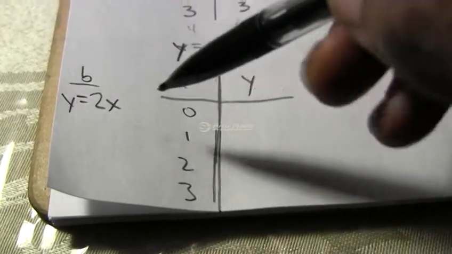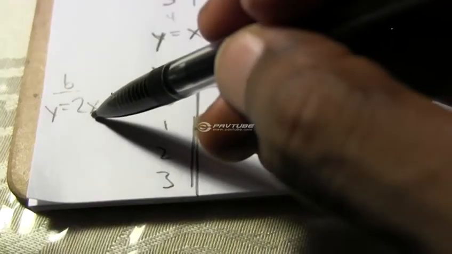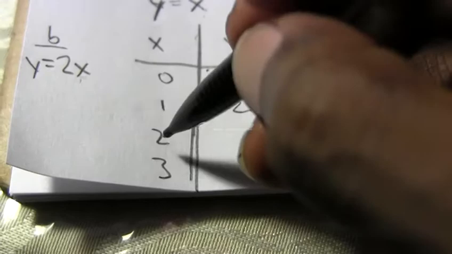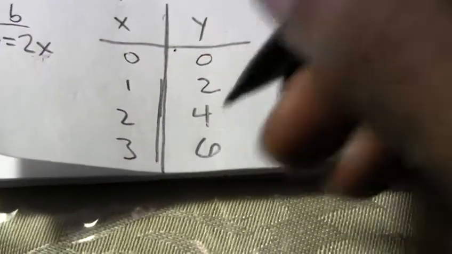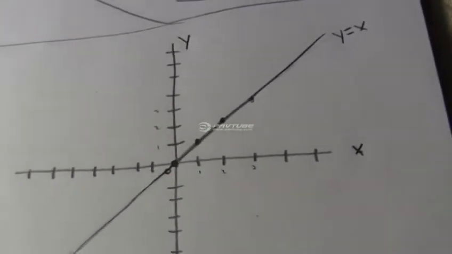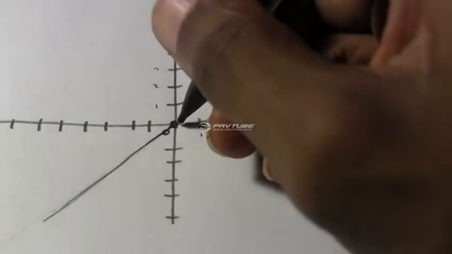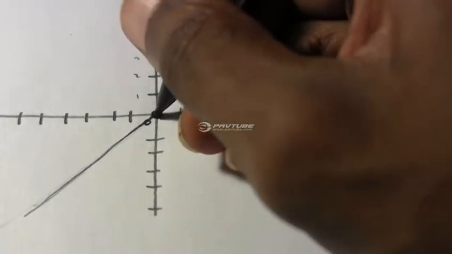So again, if x is equal to 0, if we sub in x, 2 times 0 is 0, right? So then y is equal to 0. If x is 1, plug in 1 here, y is equal to 2. Plug in 2. 2 times 2 is 4, y is equal to 4. Plug in 3, 2 times 3 is 6, y is equal to 6, right? So now let's plot our values. Take a look at them: 0, 0, 1, 2, 2, 4, and 3, 6. Okay? So at 0, 0, we're still there.